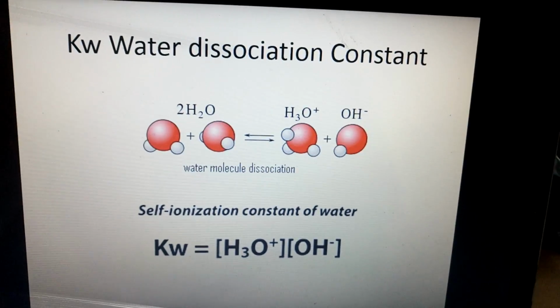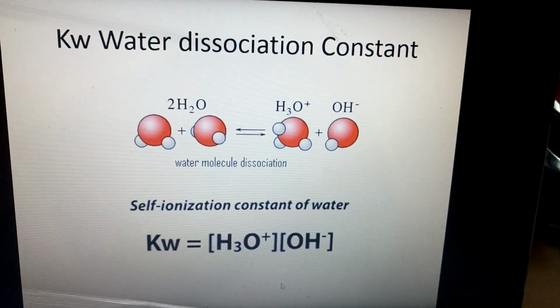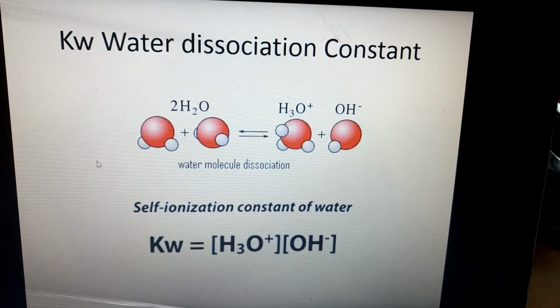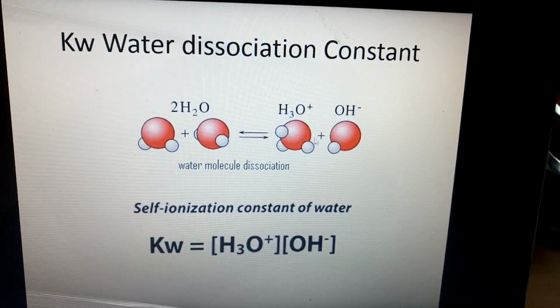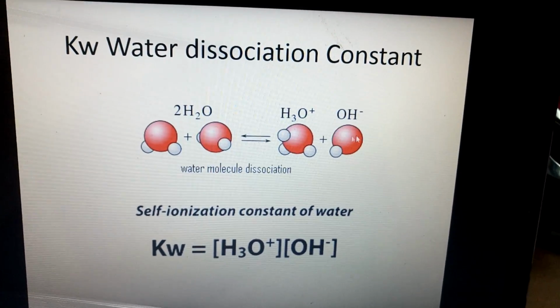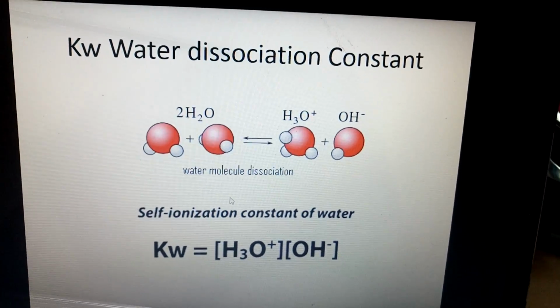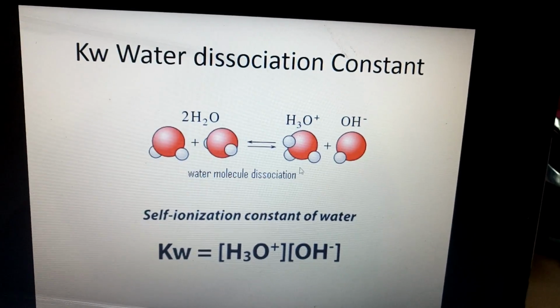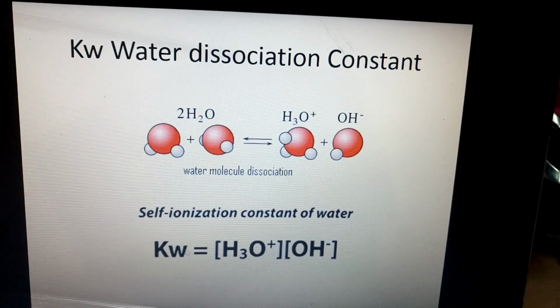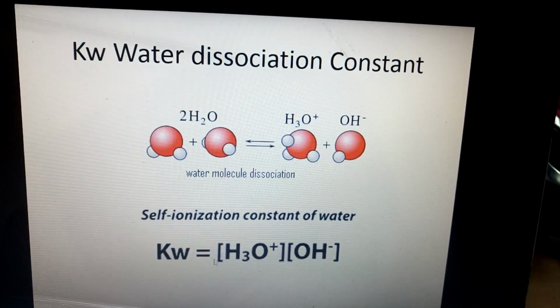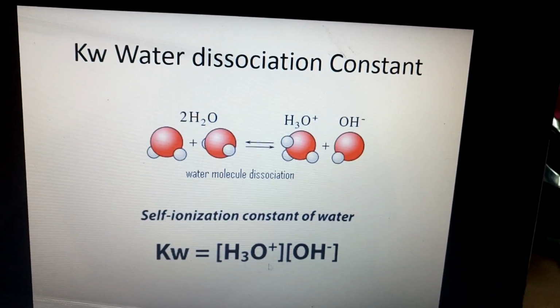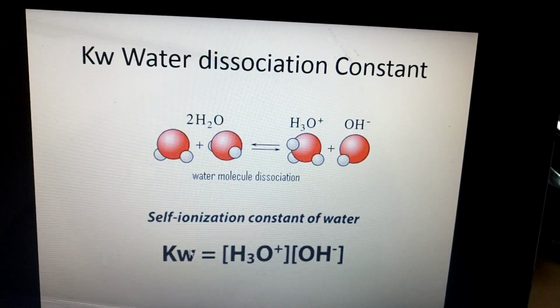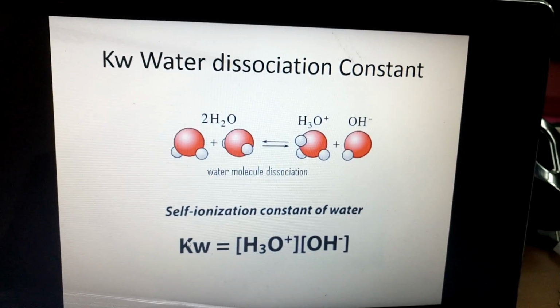Whenever we have water, it can be dissociated into protons and hydroxides. Water, protons, and hydroxides. And when we do the equilibrium constant of this chemical reaction, we will get that it is the multiplication of the concentration of protons by the concentration of hydroxides. This will be the Kw.